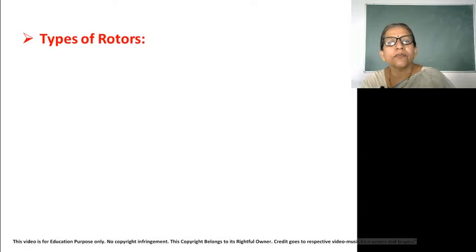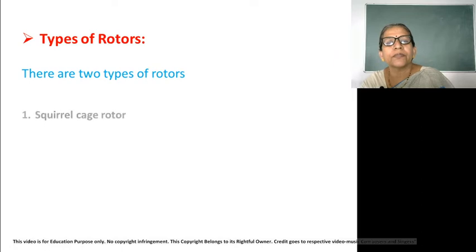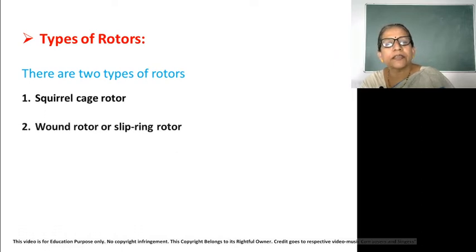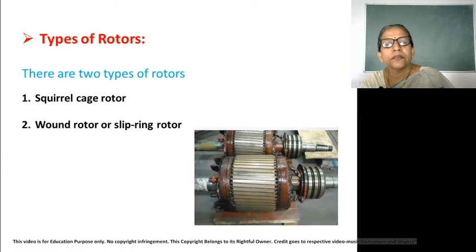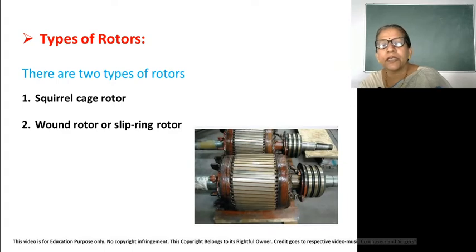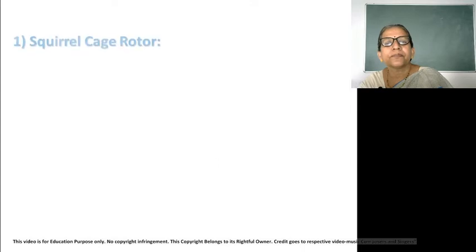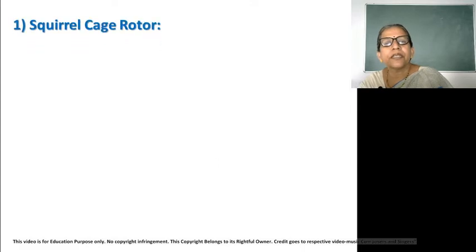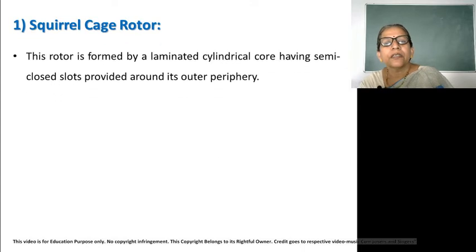Now we'll see what the types of rotor are. There are two types of rotors. First is the squirrel cage rotor and second is the wound rotor, also known as the slip ring rotor. I have shown here the diagram of the squirrel cage rotor. We'll see in detail how it is constructed.